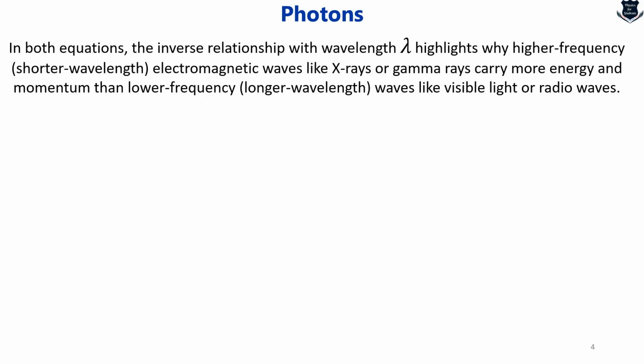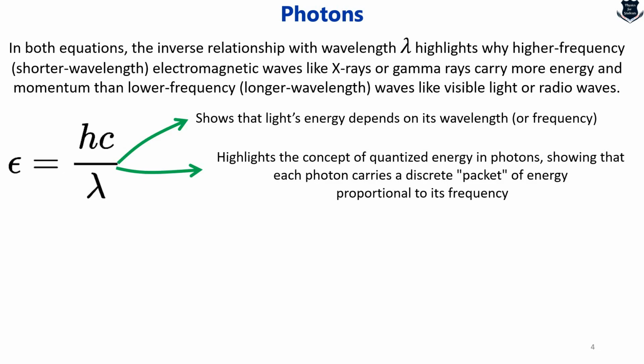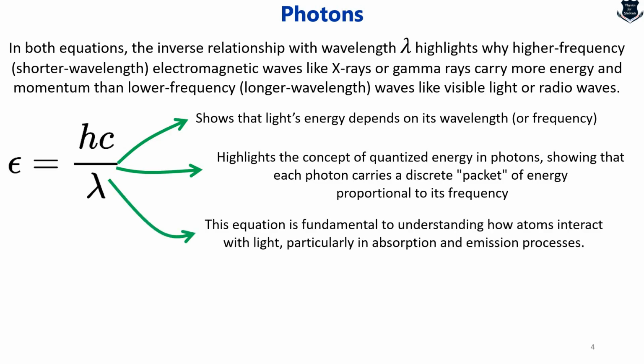So from this particular equation, what we can find, first of all, is that it shows that light's energy depends on its wavelength. Also, it highlights the concept of quantized energy, where the word quantum emerged, showing that each photon carries a discrete packet of energy which is proportional to its frequency. That means it is defying the usual classical notion that energy will be continuous and go on and on. These things we have seen in the first video, how it leads to what is called the ultraviolet catastrophe. It also is important because it is very fundamental to our understanding of how atoms interact with light.